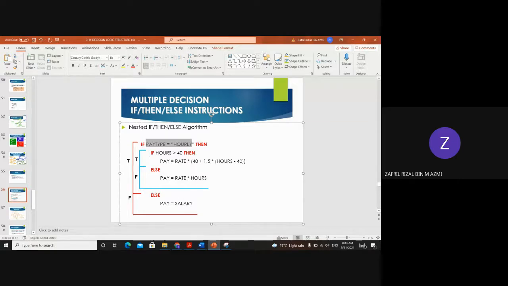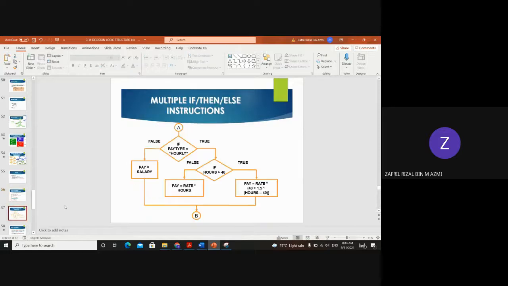Okay, so this is a nested decision logic structure. That's why you see over here, if this is true and it is nested, it will go to the next condition. A normal decision without nesting, if it is true, goes to a normal statement, input or output. But if it goes to another decision statement, we consider this a nested decision logic structure.